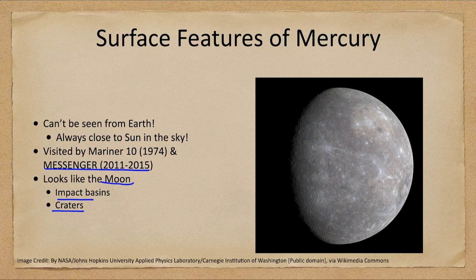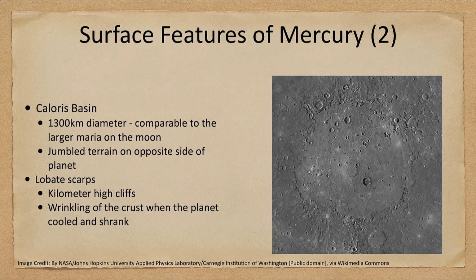However, when we look at the surface features of Mercury, we see some differences. Let's look at some of these basins. There is the Caloris Basin, which is a massive impact comparable to the larger maria on the moon. So we do have one large impact basin, but note how many craters there are in it, and that it is not flooded smooth like other impact basins on the moon.